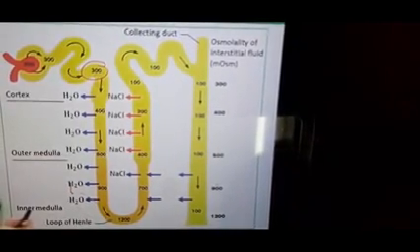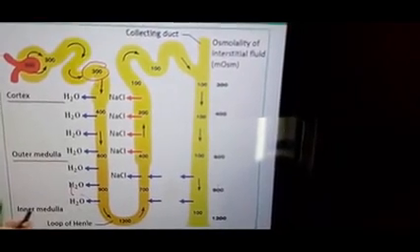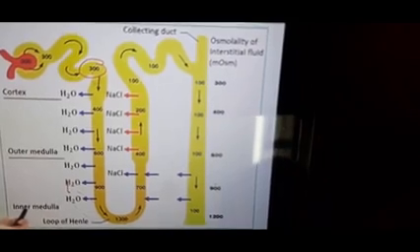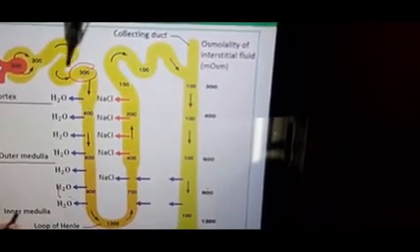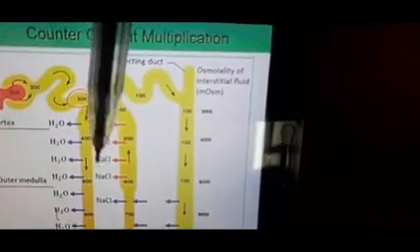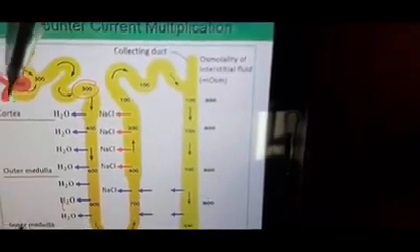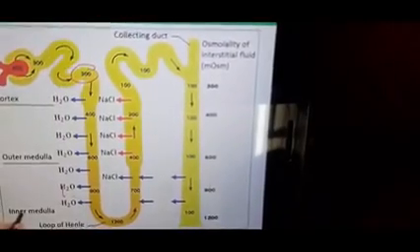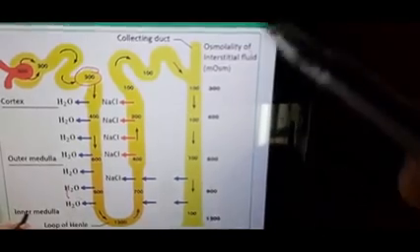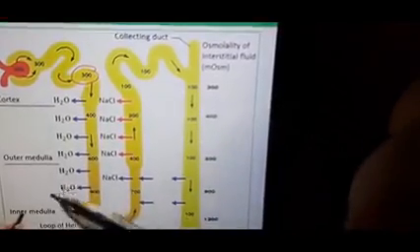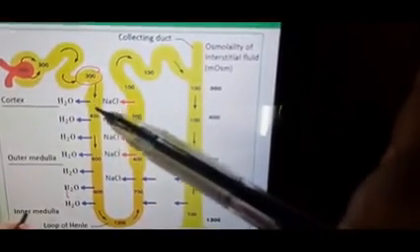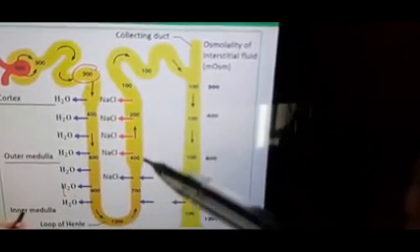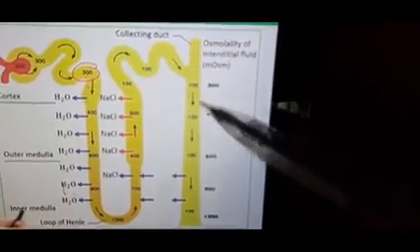Good morning, everyone. Today we are going to study the topic counter current mechanism or counter current multiplication, which is done in the loop of Henle, collecting duct, and the vasa recta. Vasa recta, we know that it is a network of capillary over the loop of Henle. So this will be the Bowman's capsule. This is PCT, then descending loop, then ascending loop, then DCT, and the collecting duct.